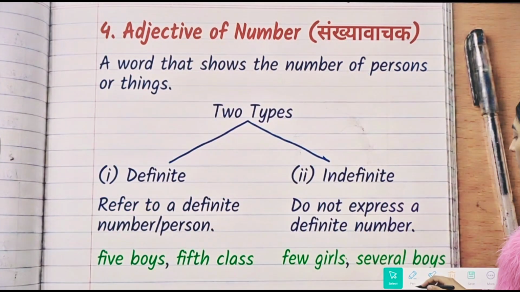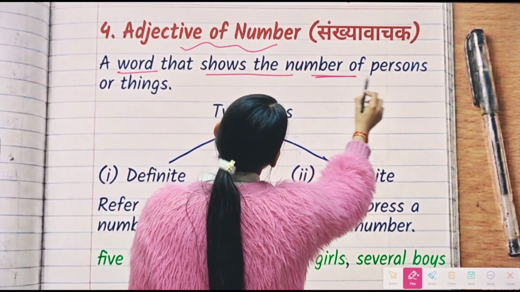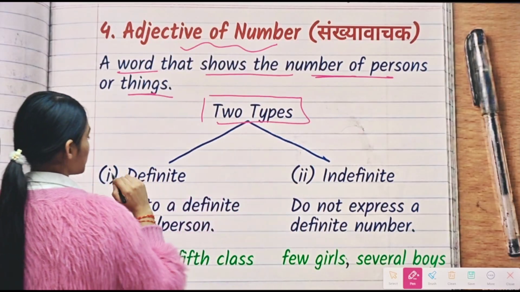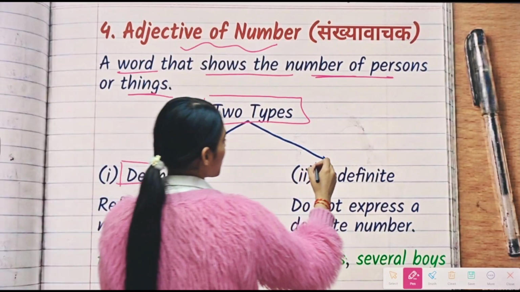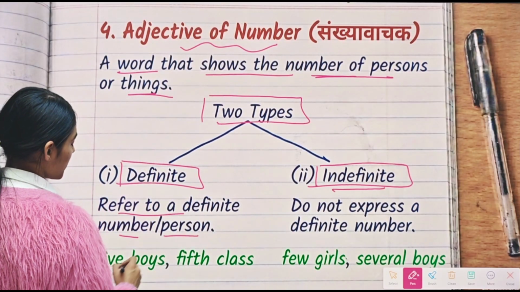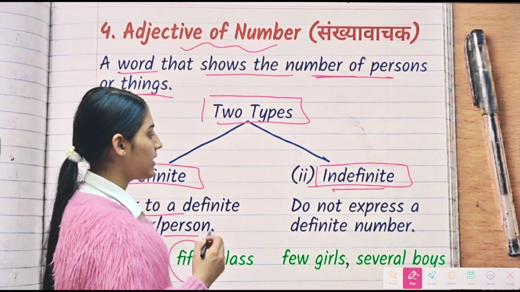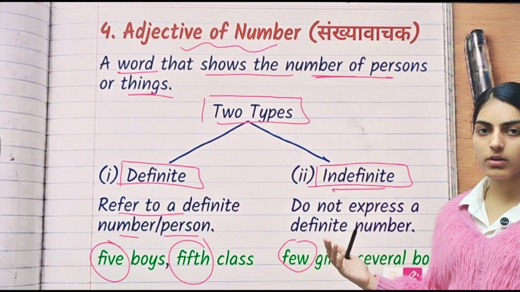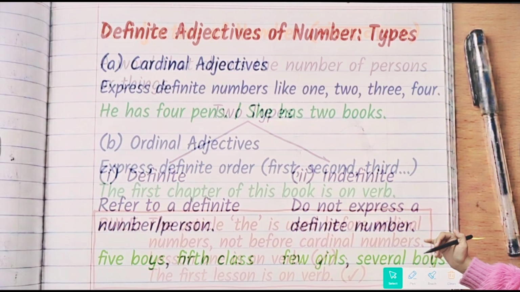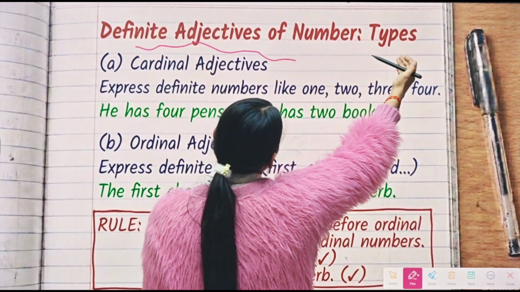Now moving on to the fourth one, adjective of number. It is a word that shows the number of persons or things. We have two types: first is definite and second is indefinite. The first one refers to a definite number or person, for example, five boys, fifth class. In indefinite, we don't know the number of nouns, so we will use few girls, several boys. Now moving on, definite adjectives can be divided into two types.